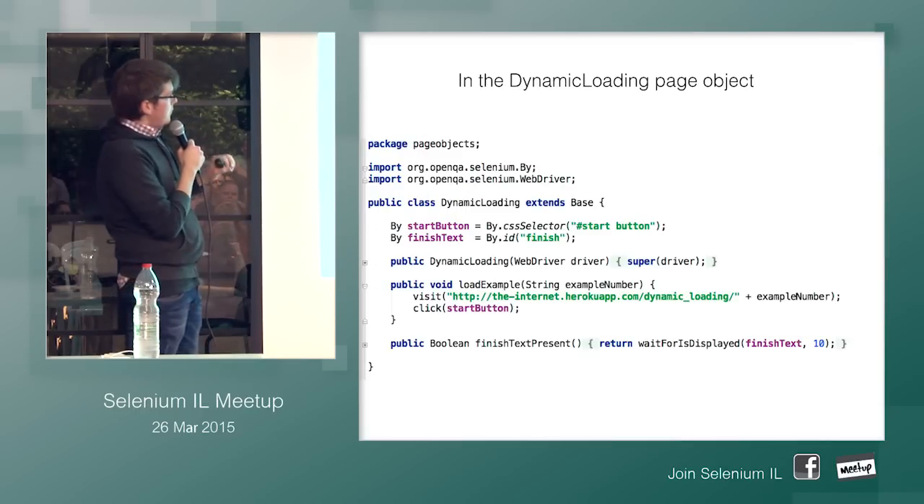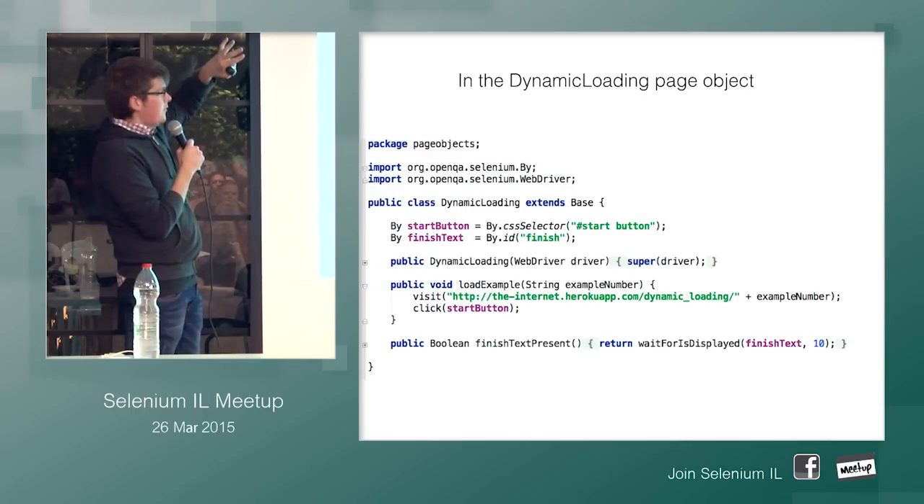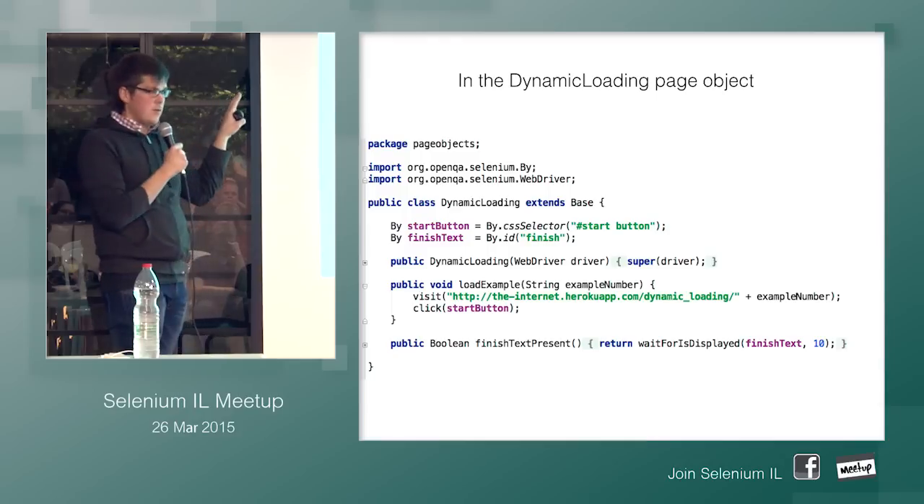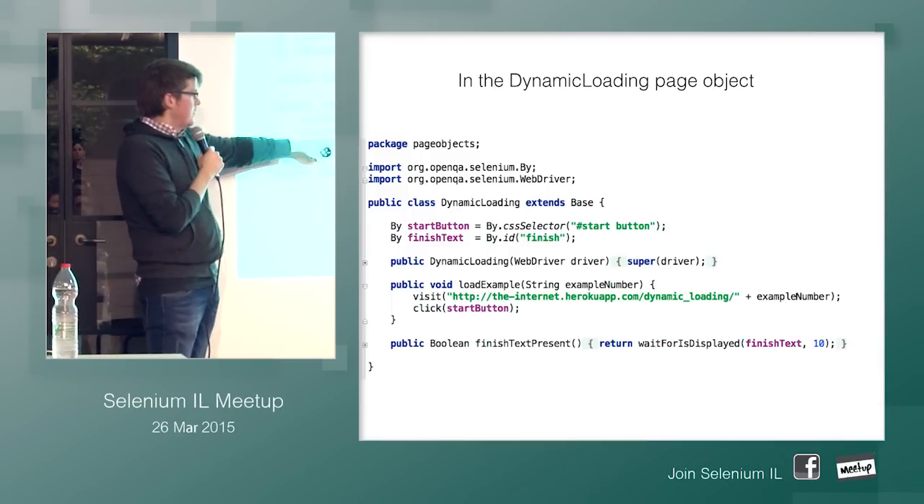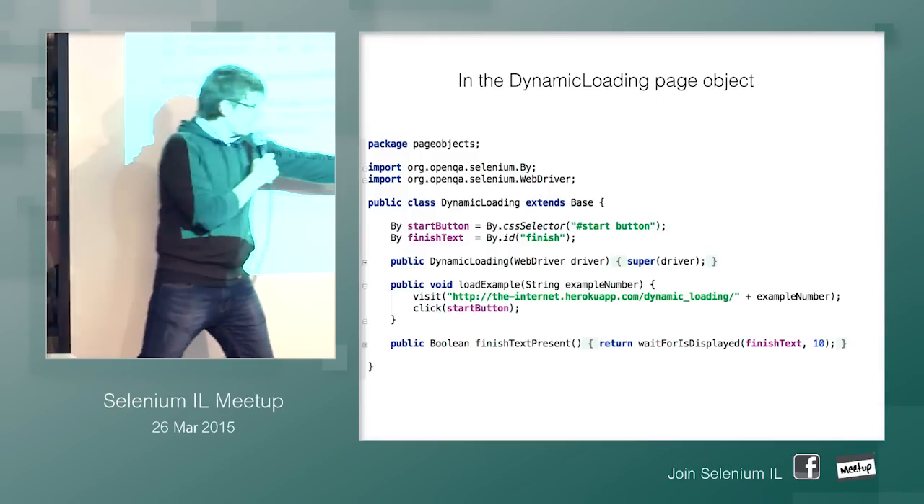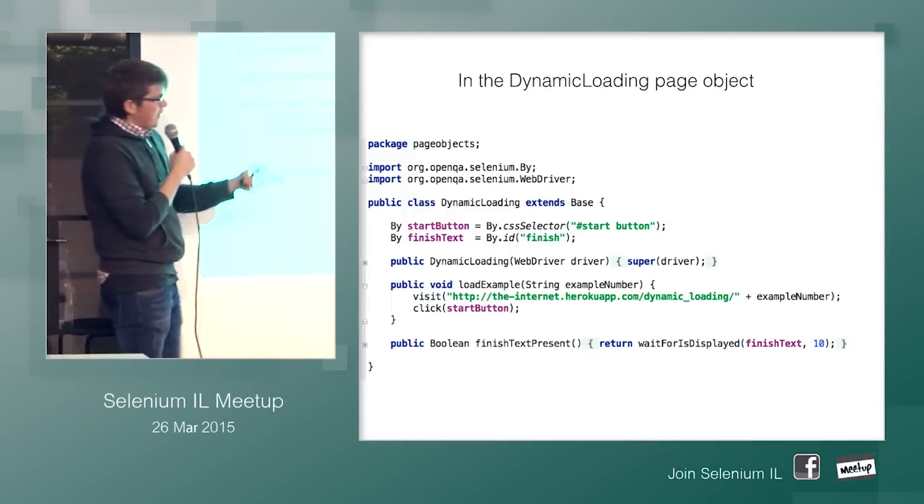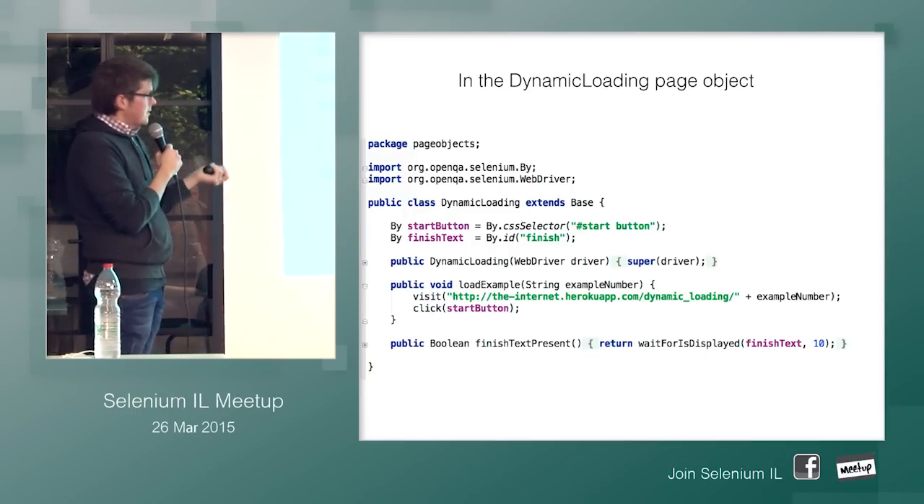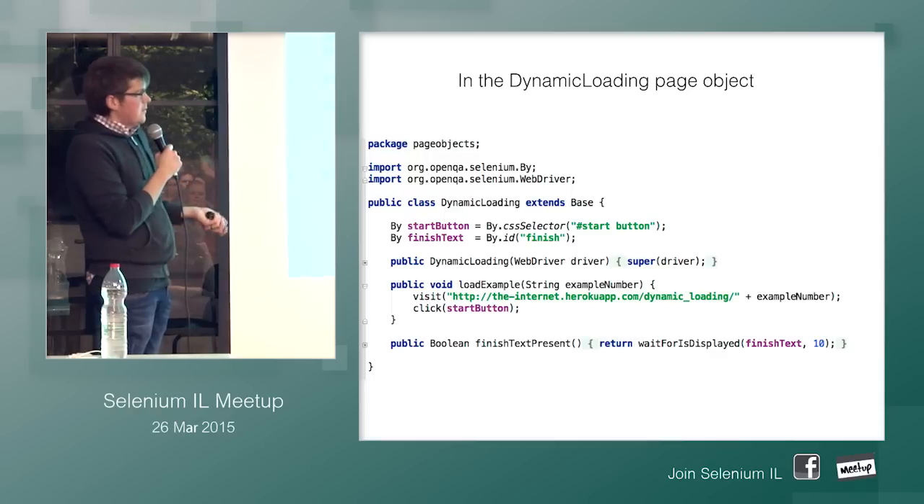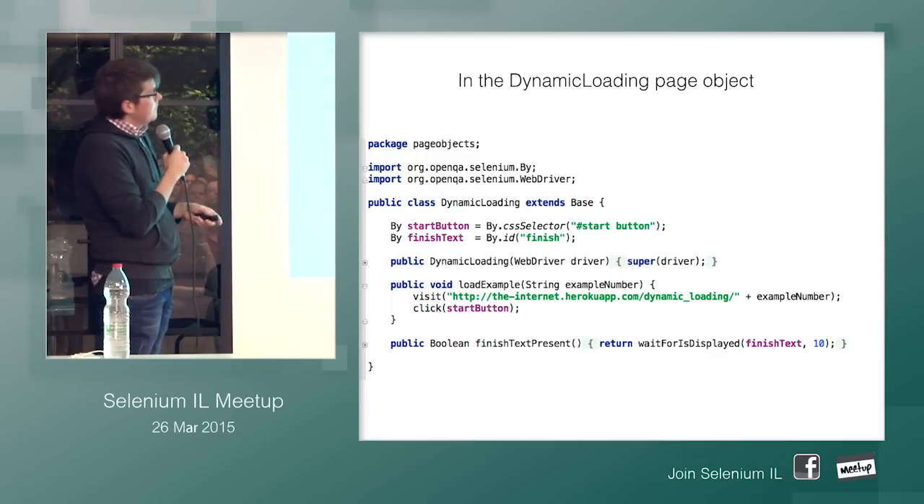So what that looks like when we implement it inside of a page object that would exercise the page I showed you, it's this. You visit the page, and you click start, and then you wait for is displayed, and you pass in the locator, and then we override the default timeout, say 10 seconds. So when you run this test, once we wire this up to a test, it'll run, and it'll actually wait.